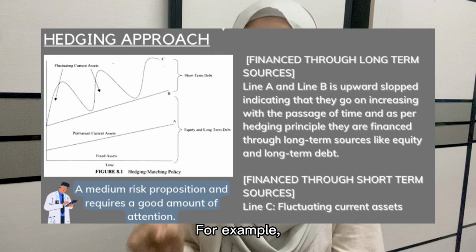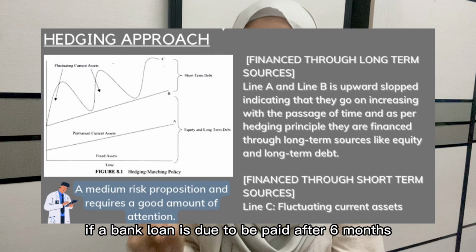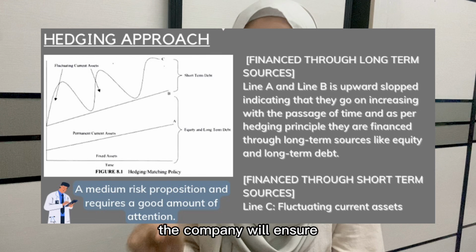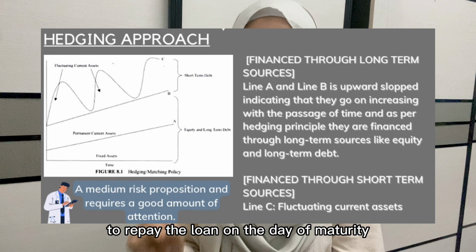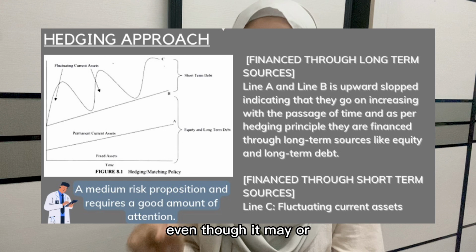For example, if a bank loan is due to be paid after 6 months, the company will ensure that a sufficient amount of cash will be available to repay the loan on the date of maturity, even though it may or may not currently have sufficient cash.